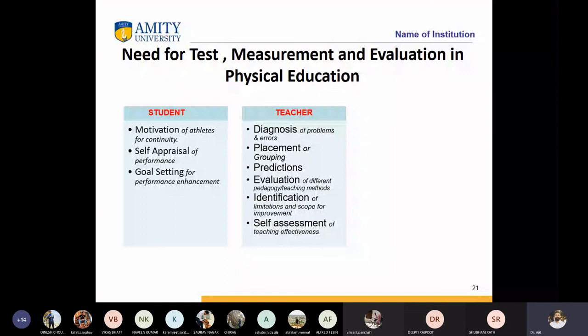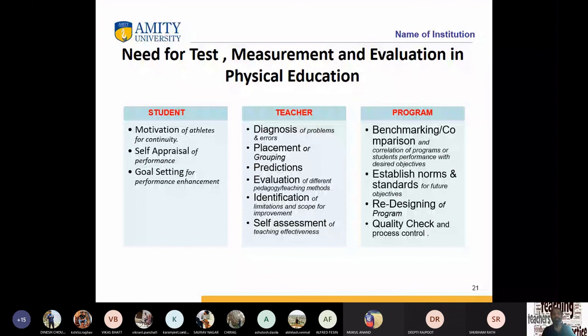Nowadays in most academies, sports centers, most teams, regular monitoring, meaning regular assessments, is done of the athlete on various parameters. And those parameters are very, very essential. All this is not just for the teachers, as I said, or confined to the students, as I mentioned earlier. The need for test, measurement and evaluation should be seen from three different perspectives: the student's perspective, the teacher's perspective, as well as the program perspective.